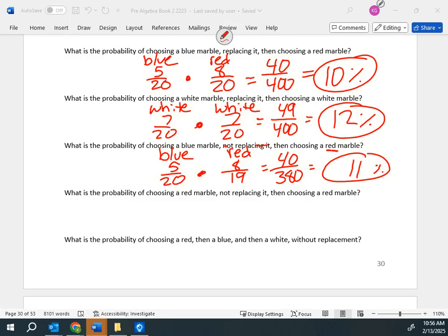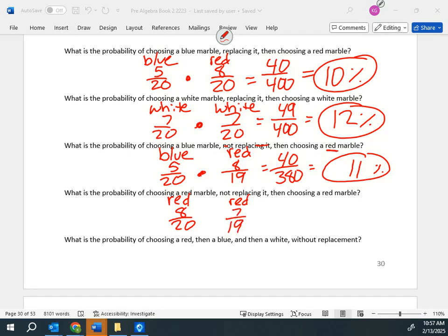Let's look at our next one. I know we've been working hard. What are my events that I should write out? Vivi? 8/20, so choosing a red was 8/20. What's my next event? Addie? Red, and then 7/19.